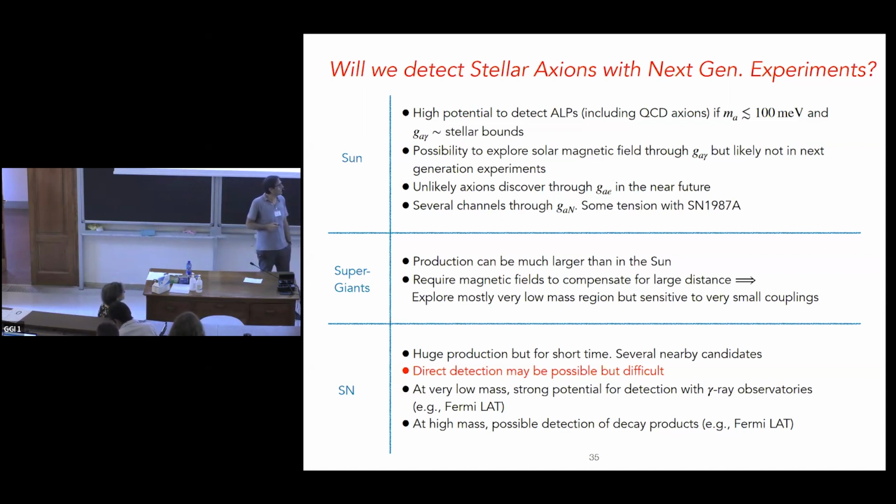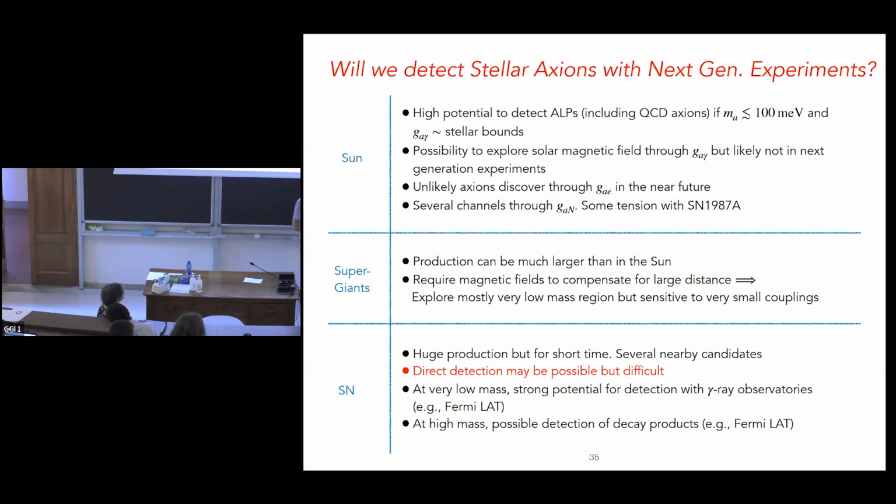There are several channels through coupling to nucleons, which I didn't talk about because of time, but there is a lot of experimental effort to detect this channel. I think they're still far, like in tension with supernova SN1987A bounds, so probably not very likely.